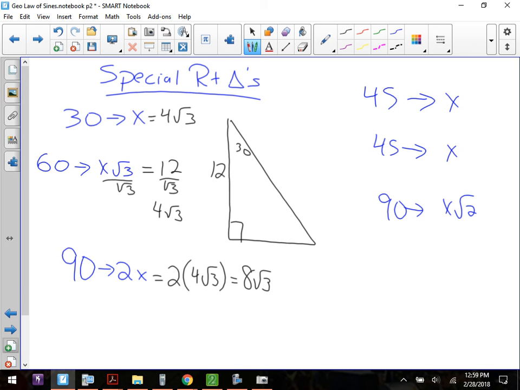It didn't matter whether it was the 30, 60, 90 or the 45, 45, 90 on how you would solve and set up stuff through. The only thing that changed were the ratios. So if you had a 45, 45, 90, there was a whole other setup. Let's move this over here.